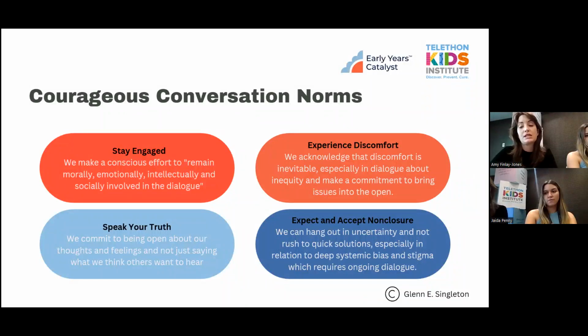And we expect and accept non-closure. So becoming comfortable with uncertainty and not rushing to quick solutions, although I'm sure we all want them, especially when we're talking about deep systemic bias and stigma, which really requires ongoing dialogue. And I will pause there to say we certainly see this work as a first step in an ongoing dialogue. It is not a clear, wrapped up solution by any means, rather just opening up to see what are some of these mental models and some of the big picture issues that are influencing the early child development systems and outcomes as they are in Australia today.